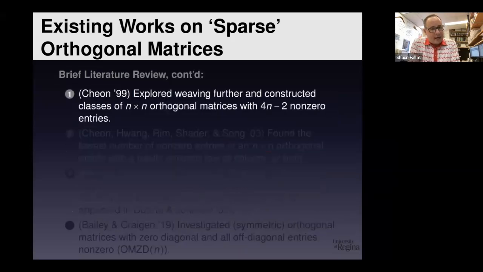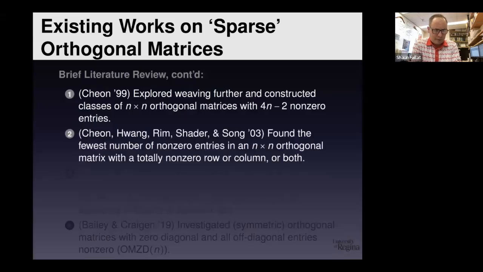Further in 99 again, you see the weaving process reappear, and Chiang used it to generate other kinds of orthogonal matrices with the fewest number of non-zero entries. Later in 03, different kinds of patterns started to appear, and in this case, you were restricting yourself to having one row or column that had all non-zero entries. I just call that totally non-zero. And in that case, they determined the fewest number of non-zeros.